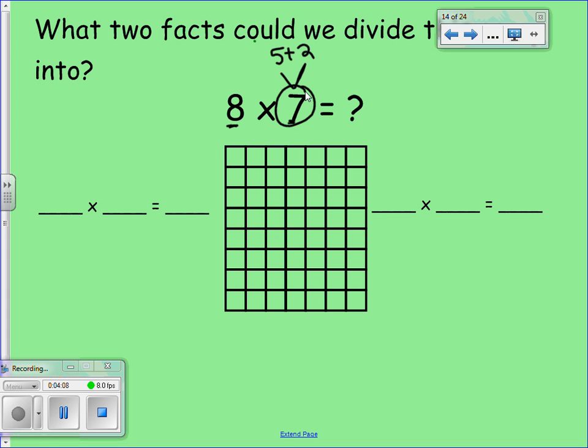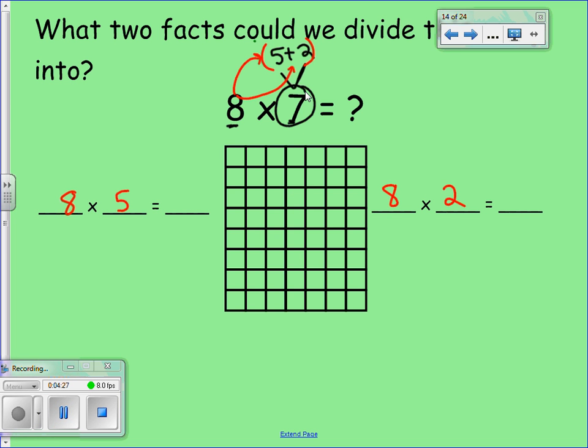So that lets me know that after I decompose the 7, the next thing I'm going to have to do is distribute my 8. So that will give me 8 times 5, and then 8 times 2.